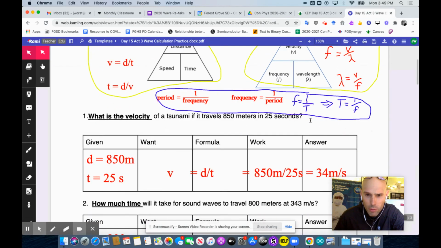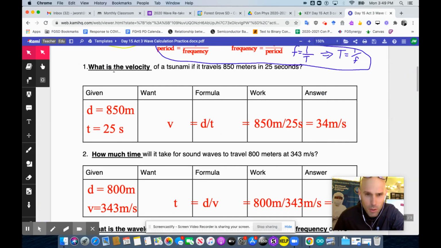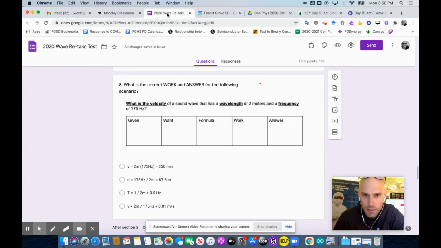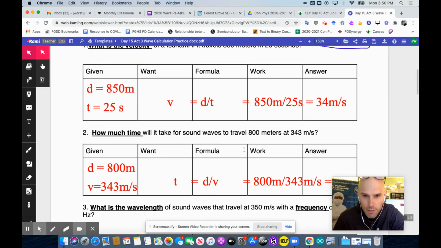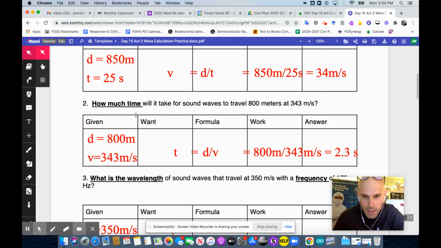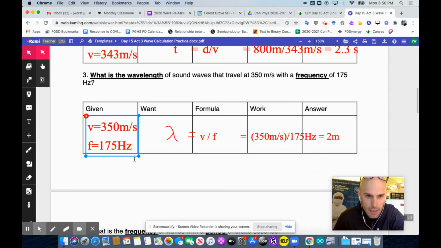So over on the wave calculation practice, here's some examples. So what is the velocity of a tsunami? Wait a second. Is that the same question? No. Okay, cool. Sweet. What am I doing? Clicking everywhere. Okay, so we have how much time will it take? Yada, yada, yada. What is the wavelength, frequency?